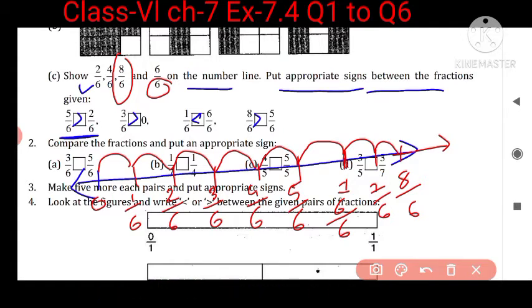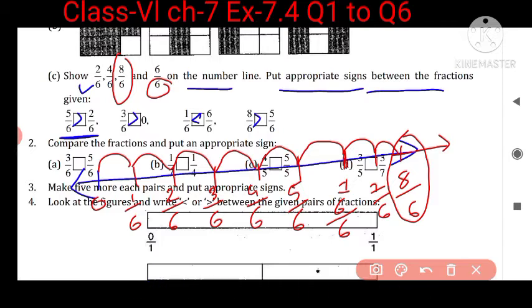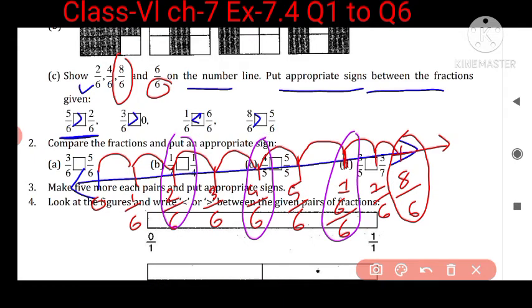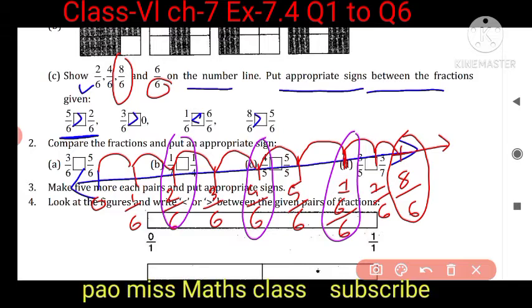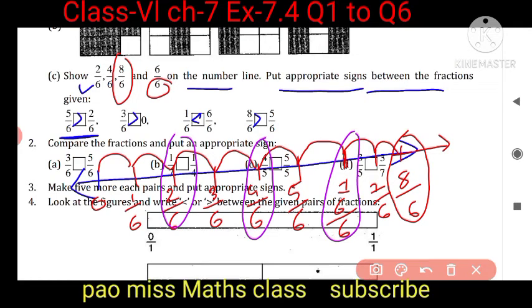So where is our 8 upon 6? This is our 8 upon 6, and 6 upon 6 we got here, 4 upon 6, this is 4 upon 6, and 2 upon 6. We have located all of these on a number line. So this was the answer of question C. Now come to question number 2. Let me erase this.